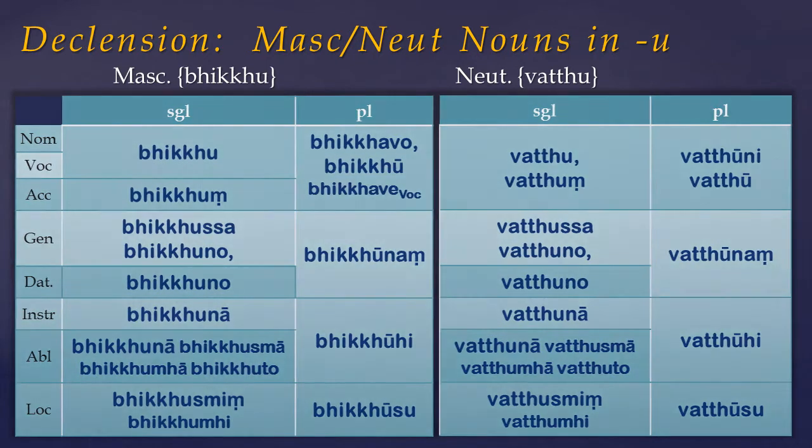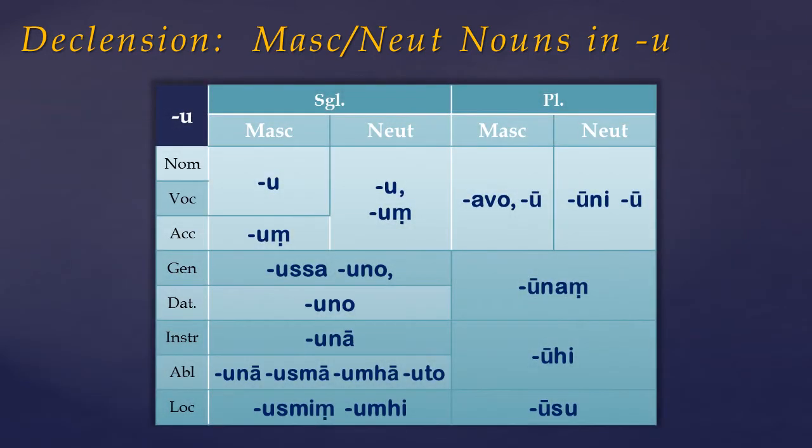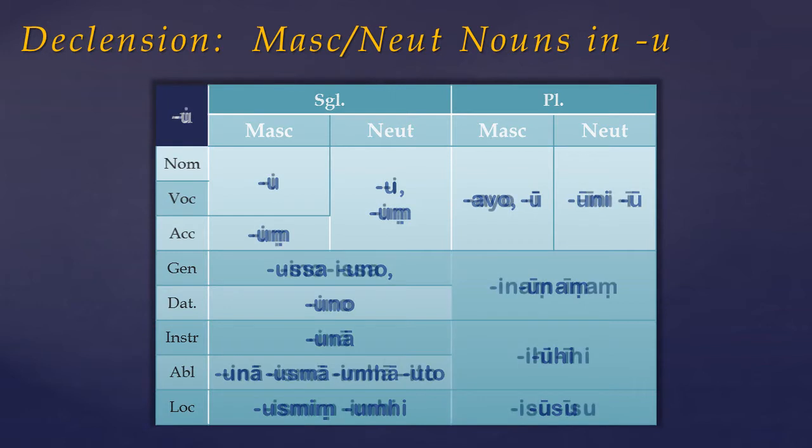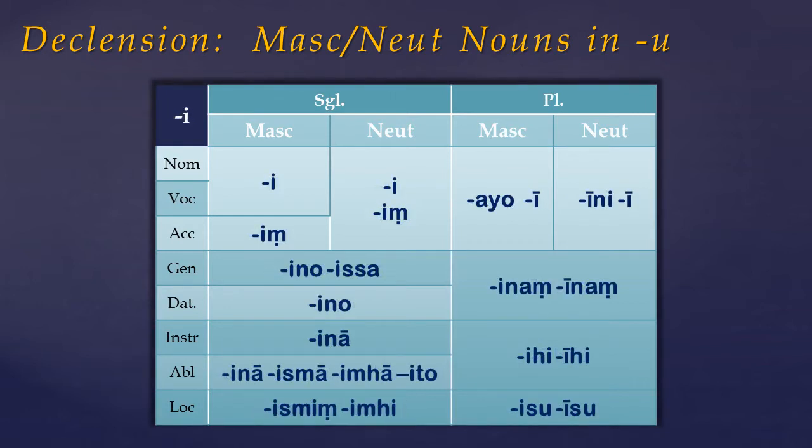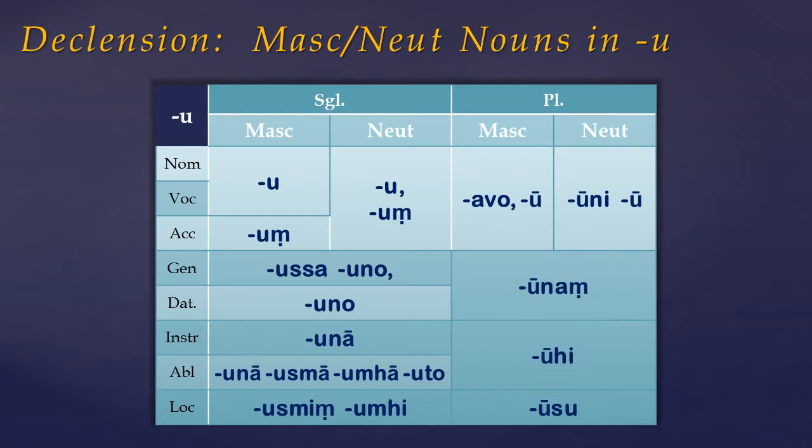If we now extract the generalized table, we can see that these are very similar to the i stem declensions we saw last week, but with a u substituting for i and a v for y. So, hopefully no surprises there, and let's move on.